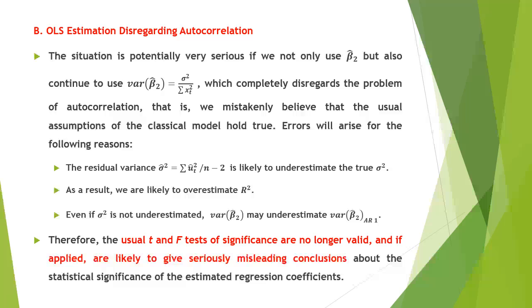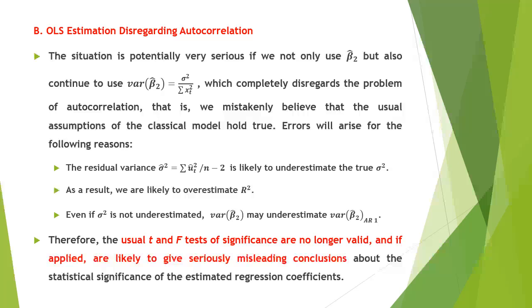First, the residual variance of the estimator, that is sigma hat squared, equal to sigma u hat squared corrected by n minus 2 degrees of freedom, is likely to underestimate the true homoscedastic variance of the residuals. That is, sigma hat squared is likely to underestimate the true homoscedastic variance. As a result, we are likely to overestimate R square.